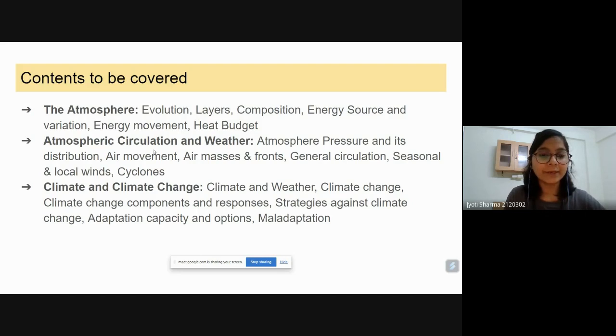Then the third session will be climate and climate change, in which we will talk about the difference between climate and weather, how climate change is happening, and the different components of climate. Then the response to climate change, what strategy we can adopt against it, either mitigation or adaptation, what options we have regarding adaptations, and what maladaptation is. So this kind of content we will try to cover, and we will also try to solve the assignment that has been given to you on the Swayam website. So let's start first with the atmosphere.